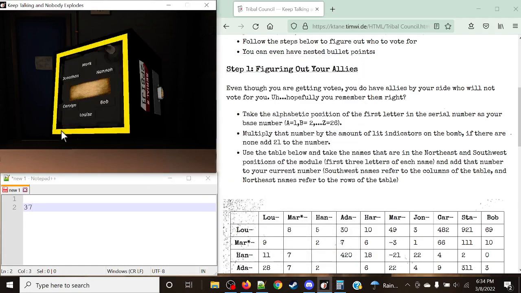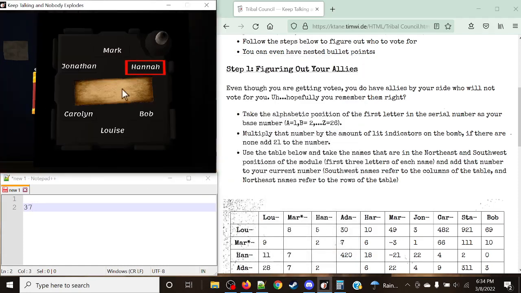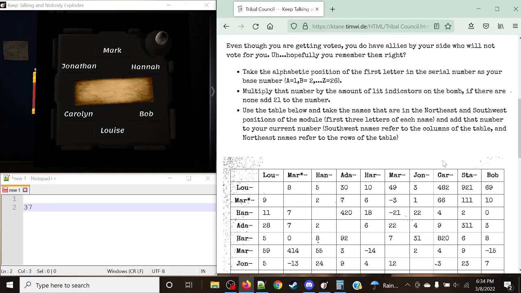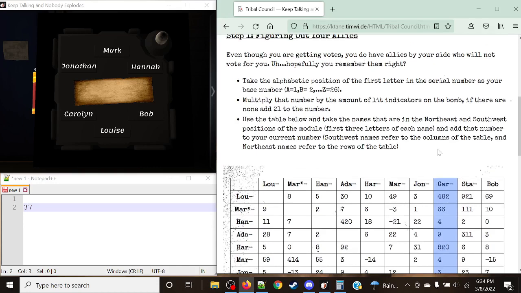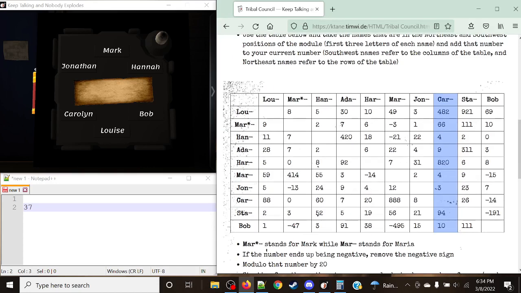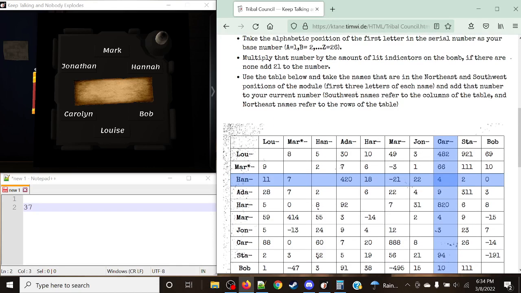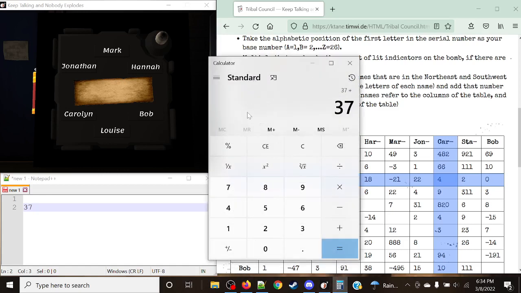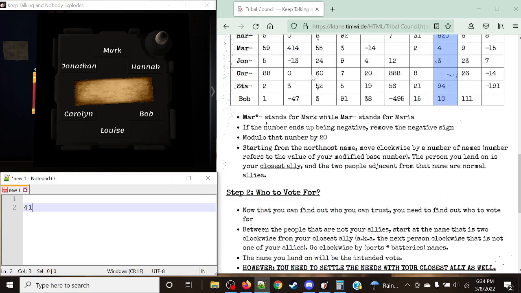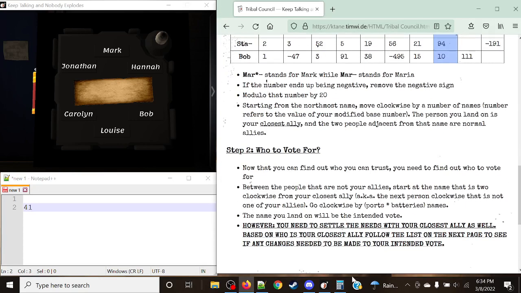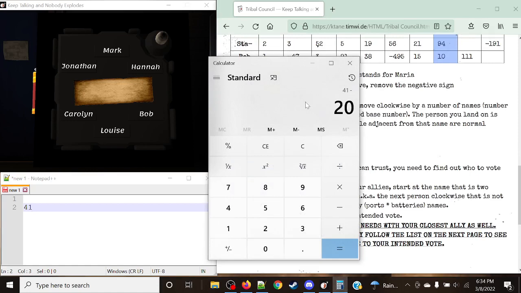And now with this in mind, let's take a look at the northeast and southwest. So southwest, remember, is our column, which is Caroline, so C-A-R. And our northeast, which is our row, is going to represent Hannah. And now we're going to simply add this number to our current number. So it's going to be 37 plus the 4 that we get here, which is 41. And now what we're going to do is modulo this by 20, because it's not a negative, so modulo 20 is going to leave me with a 1.